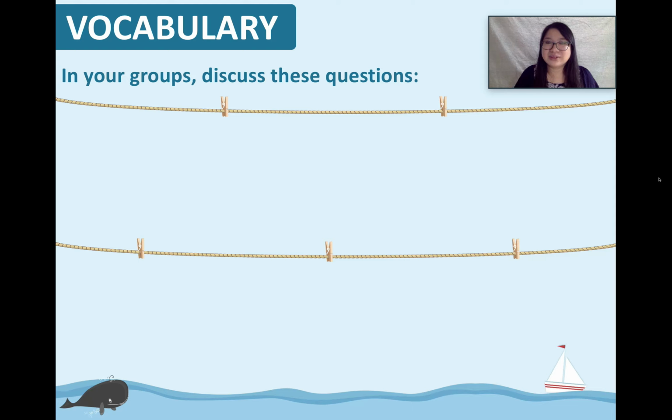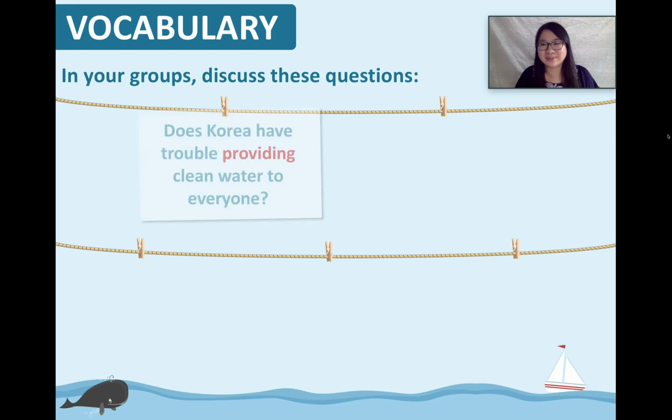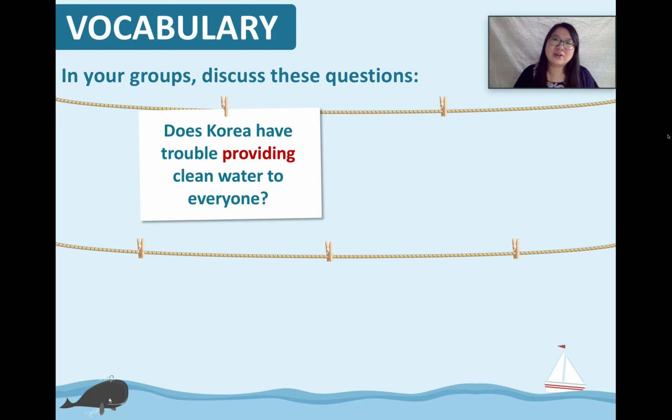So, since we're not in our groups right now, you can use your notebook to brainstorm responses to these questions. Number 1. Does Korea have trouble providing clean water to everyone? So, in South Korea, we have public clean water, right? Water that comes into our homes that we use to water our garden and our farms. But does everyone have equal access to this water?